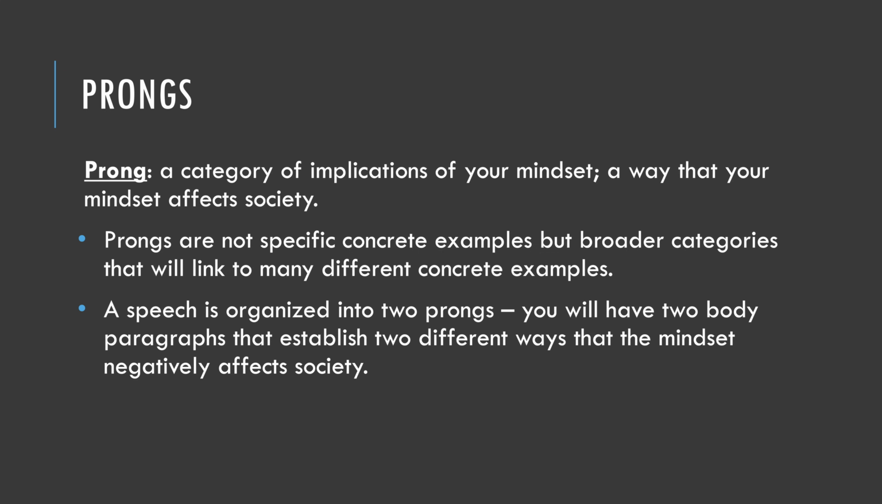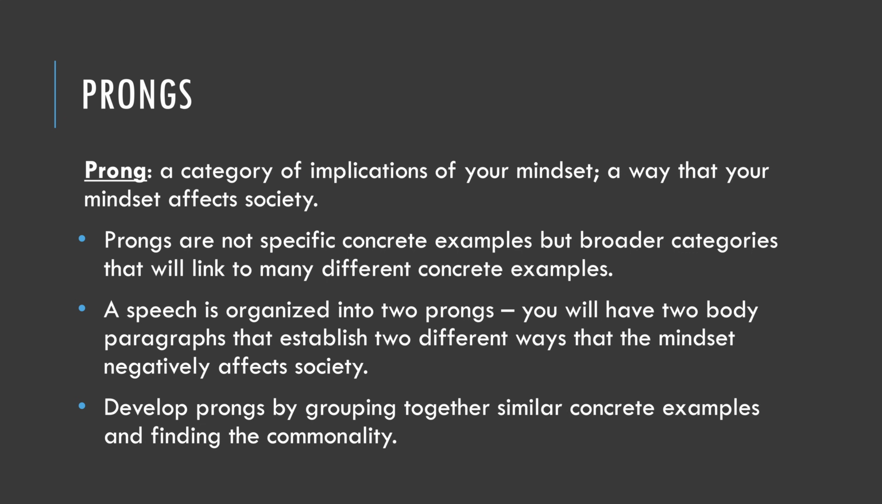A speech is organized into 2 prongs, so you'll have 2 body paragraphs that establish 2 different ways that the mindset negatively affects society. Another way of thinking about it is, what are the 2 ways that the mindset pans out? Finally, you'll develop prongs by grouping together similar concrete examples and finding the commonality. I think it can be really hard to just sit down and be like, I'm going to think of 2 prongs out of nowhere, out of thin air. Instead, I think the best way to do it is to start grouping concrete examples together, being like, wow, this set of problems all seems to be getting at one set of implications, and this set of problems seems to be getting at another set of implications.